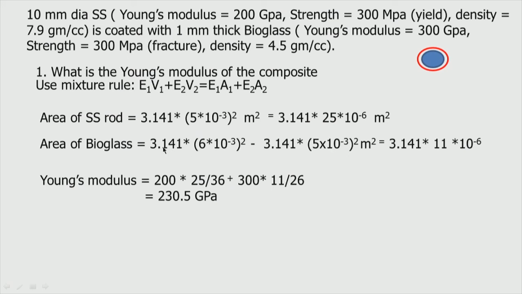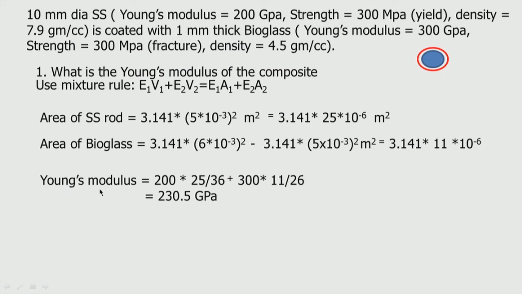So, pi into 6 times 10 power minus 3 raised to the power 2, this is for converting into meter, minus the area of this rod which is 5. So, when I do this, 6 square is 36, 5 square is 25, 36 minus 25 is 11, and 10 power minus 3 square is 10 power minus 6. So, you get the area of bioglass as pi into 11 into 10 power minus 6 meter square. Area of the stainless steel rod is pi into 25 into 10 power minus 6 meter square.